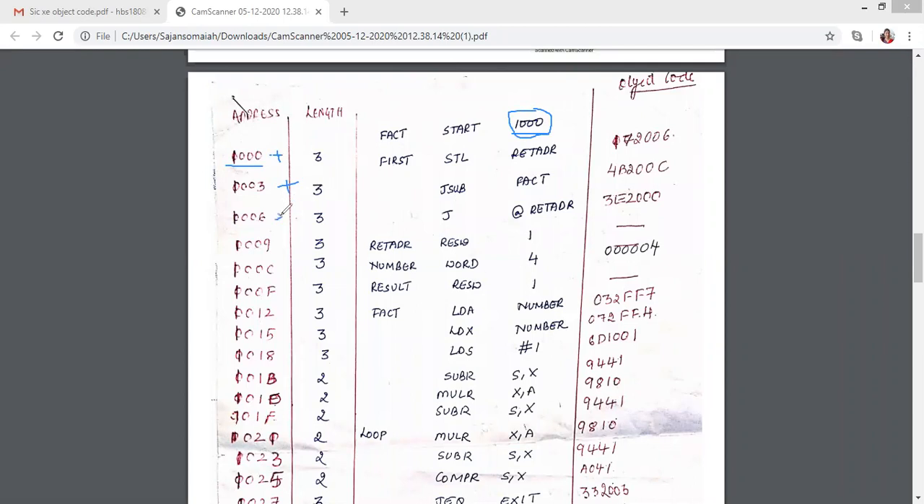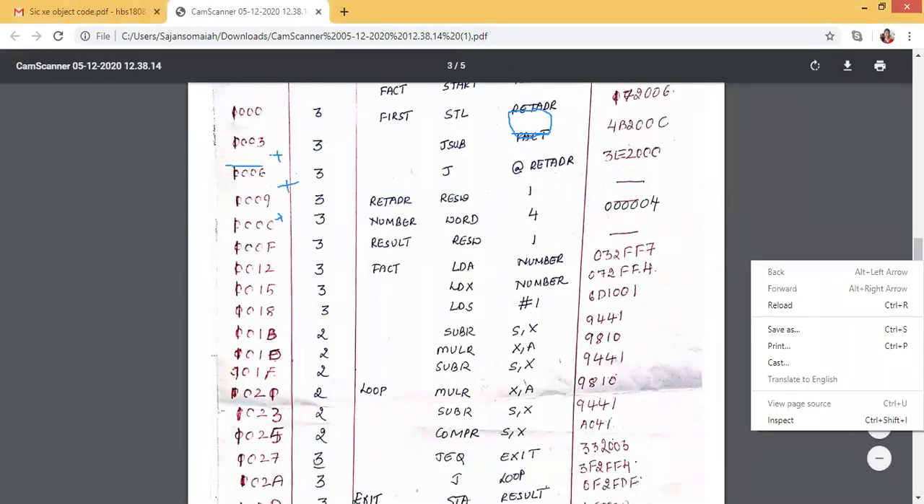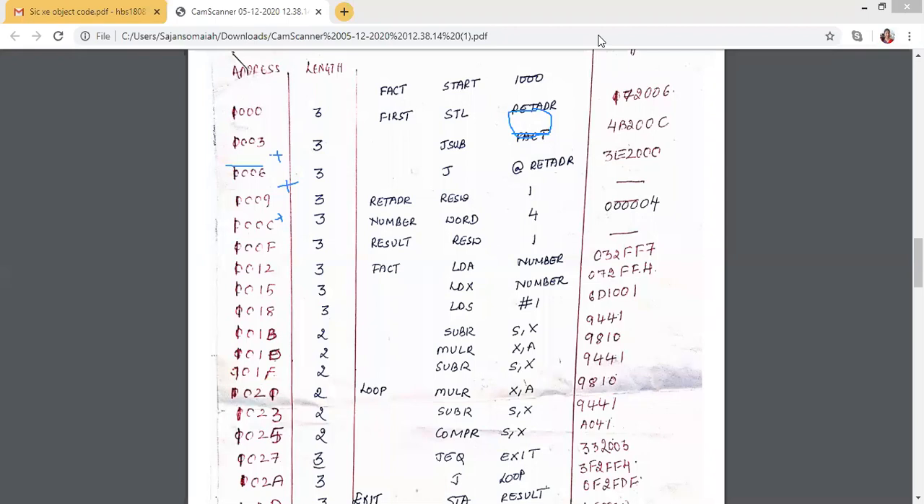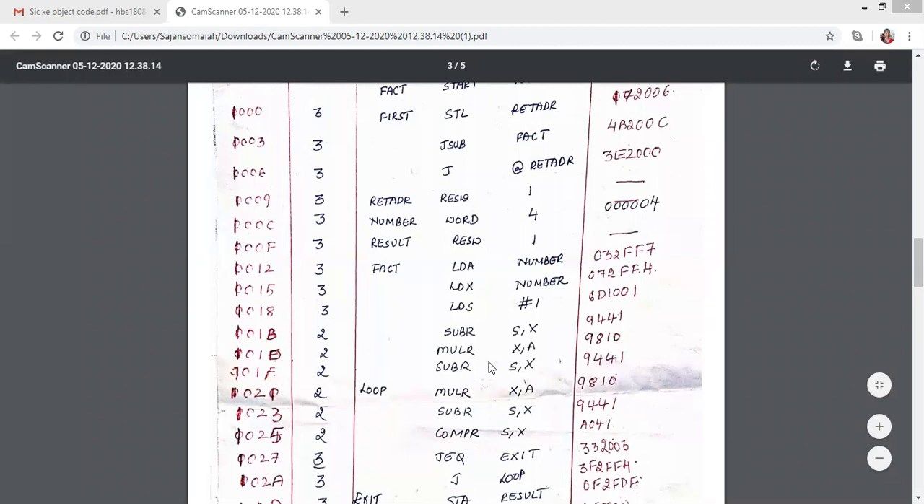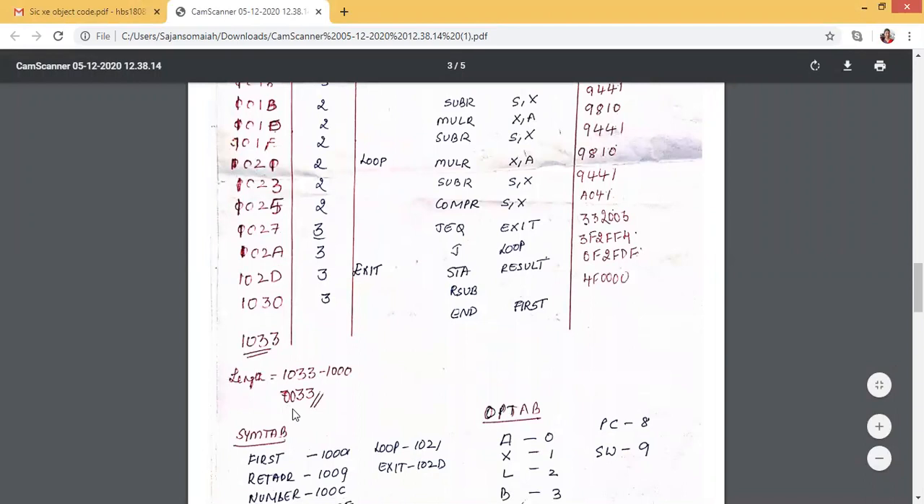Okay, so I have added everything here. This is the result of all the additions that you see. Okay, fine. Now what do we do after this? We are supposed to find the length of the program, right? So it is going to be the final address, that is 1033, minus the starting address, which is 1000, which gives you 033.